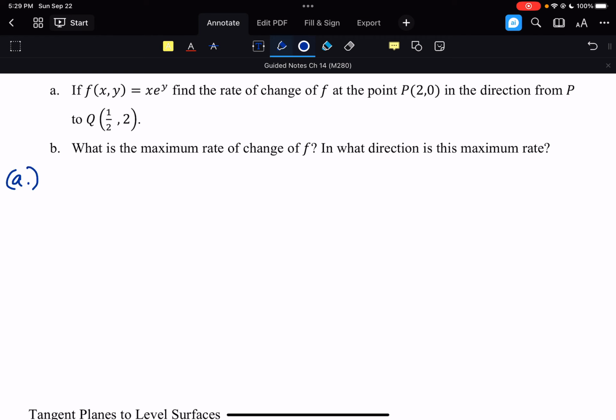So we have the function. We're going to need the gradient, so let's go ahead and just set that up first. So we've got grad f of x, y. With respect to x, that's just a 1 out in front, so that's just e to the y. With respect to y, the x tags along, so it's just x e to the y again. So no change on that one.